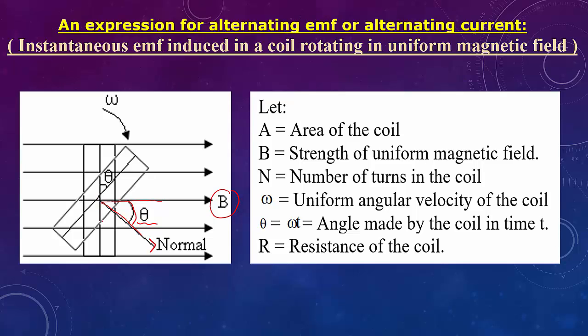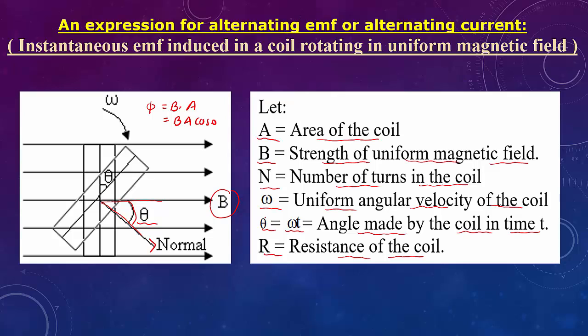Now here we can consider the magnetic flux equation, that is phi equal to B dot A, or we can take it as BA cos theta. You can observe the terms. A is the area of the coil. B is the strength of the uniform magnetic field. N is the number of turns in the coil. Omega is the uniform angular velocity of the coil. Theta equal to omega into t, that is the angle made by the coil in the time t, and R is the resistance of the coil. So these are the terms related to this expression.